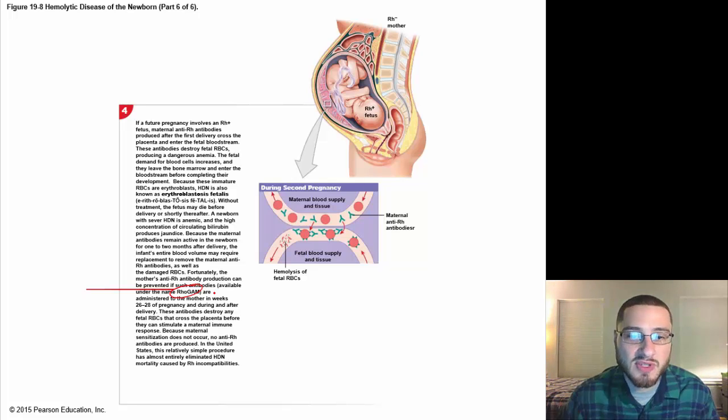These antibodies destroy any fetal red blood cells that cross the placenta before they can stimulate a maternal immune response, because you don't want that sensitization to occur. Otherwise the mother's immune system is going to start fighting the baby's blood. It's going to reject that baby. So we don't want any issues with that.